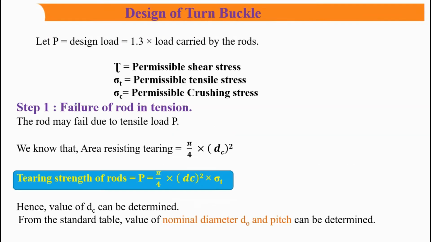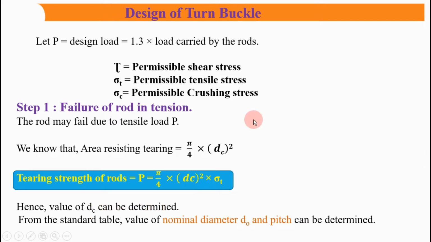Let me revise one more time. Here is the design procedure for the turnbuckle. Step number 1 is failure of rod under tension. By this we can calculate the value of DC. Once we have calculated the value of DC, that is the core diameter, we can easily find the nominal diameter DO and the pitch of the threads by the standard table.